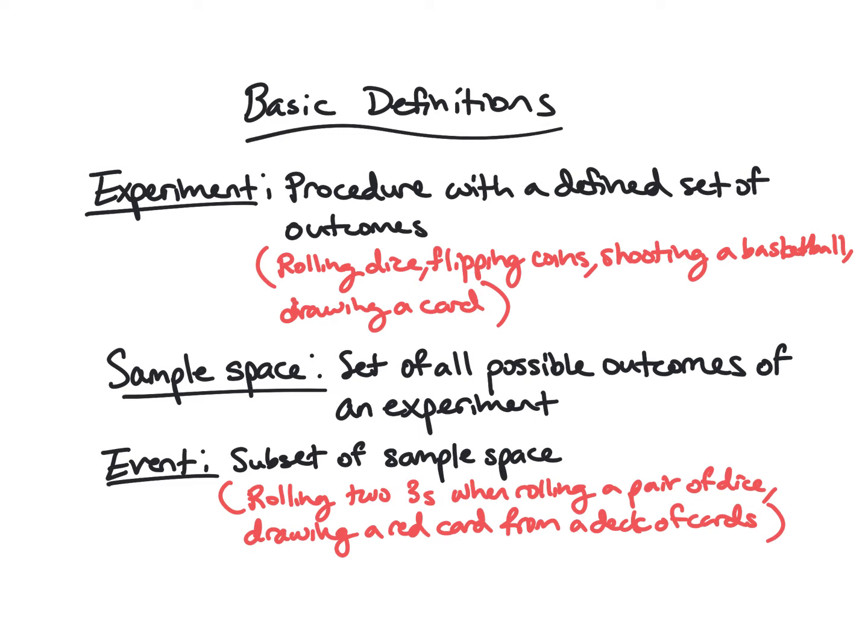You can also combine any of those, right? You can do them consecutively. You can roll a die, then flip a coin, then shoot a basketball twice, and then draw two cards or something like that, right? That could be one single experiment.